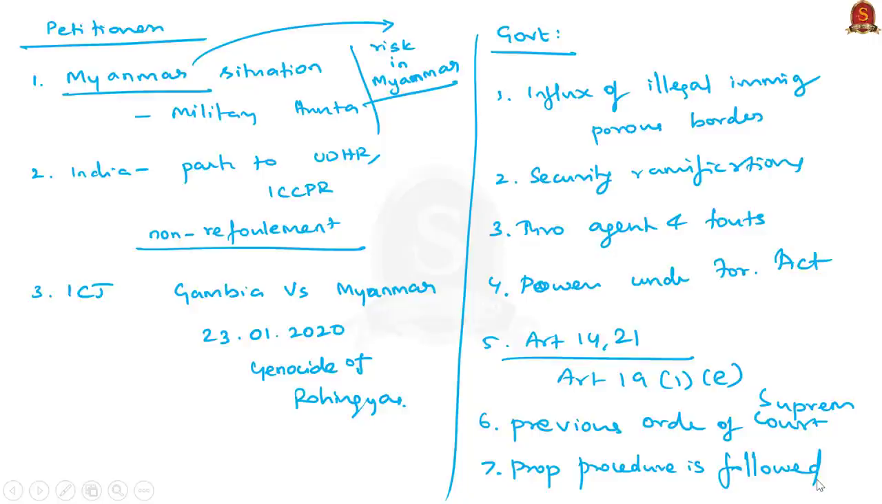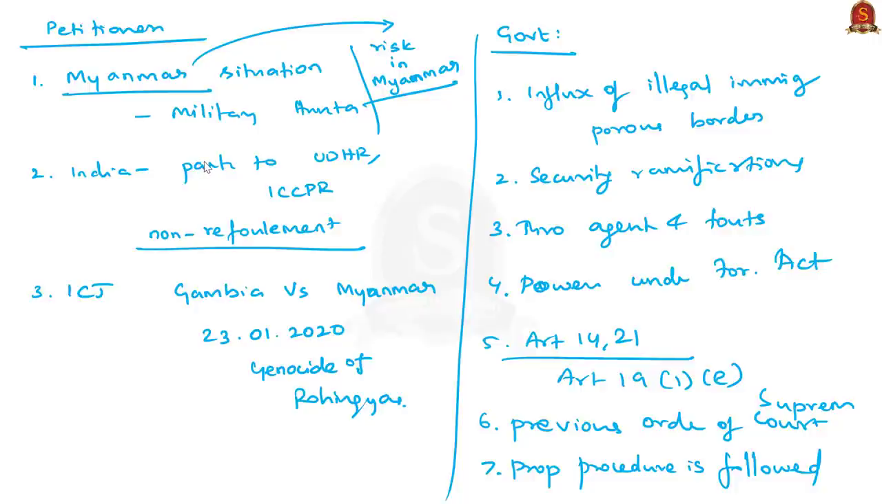And with respect to the present state of affairs in Myanmar, the Supreme Court held that we cannot comment upon something happening in another country. So in the end, the Supreme Court held that it is not possible to grant the interim relief that is requested in the petition. And it made clear that Rohingya refugees in Jammu shall not be deported unless the procedure prescribed for such deportation is followed. So these are some of the important information with reference to the analysis of this news article.